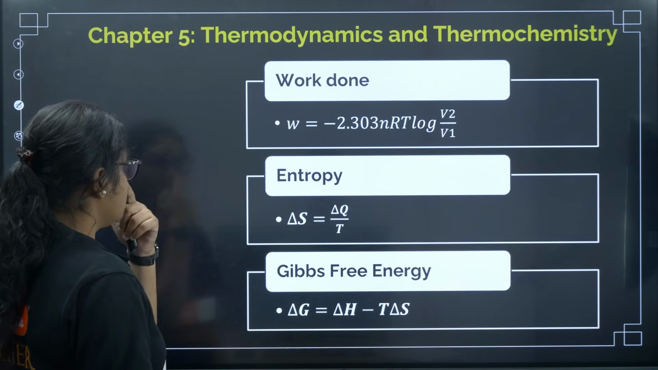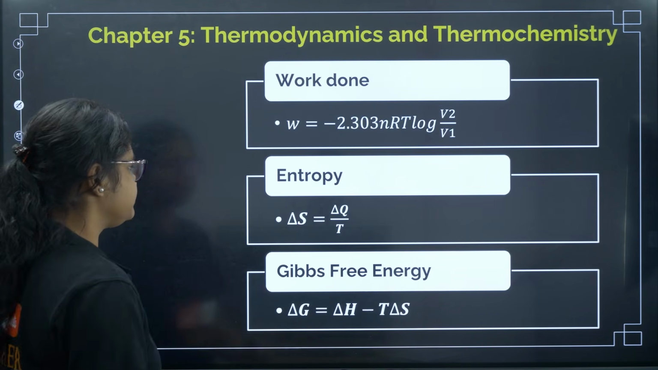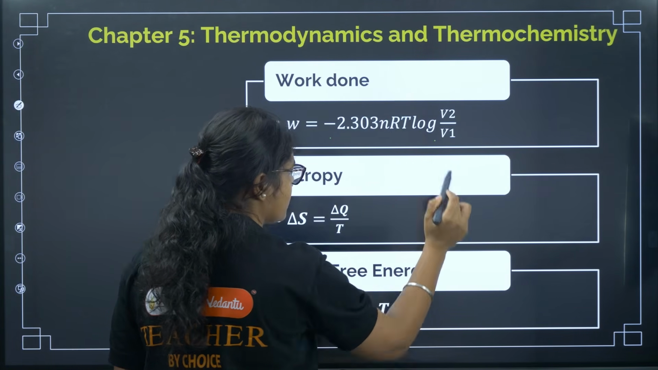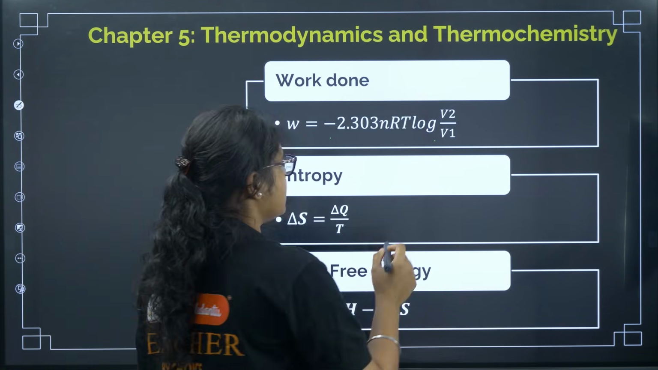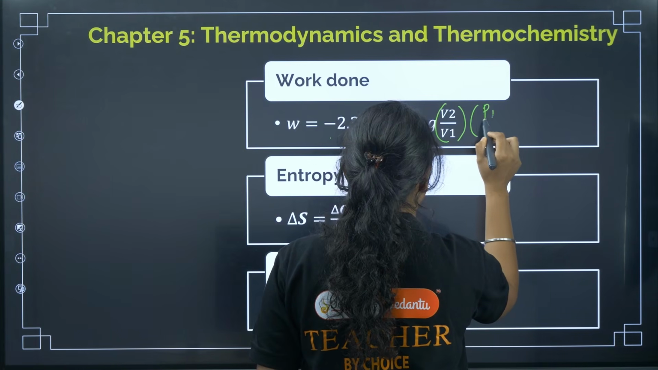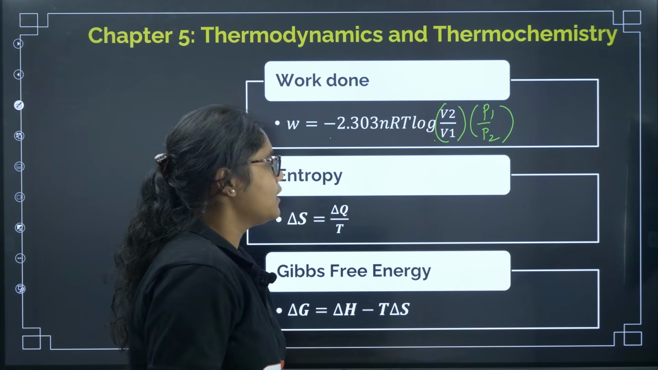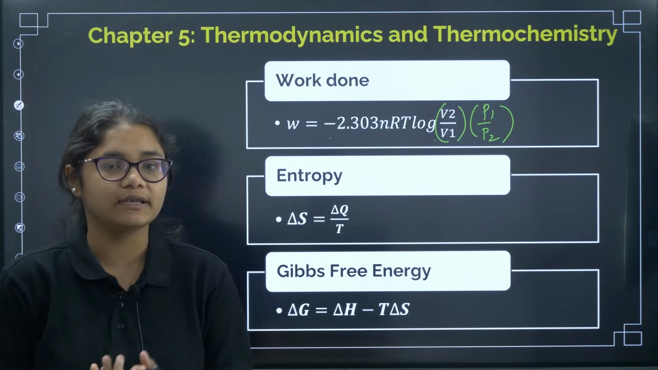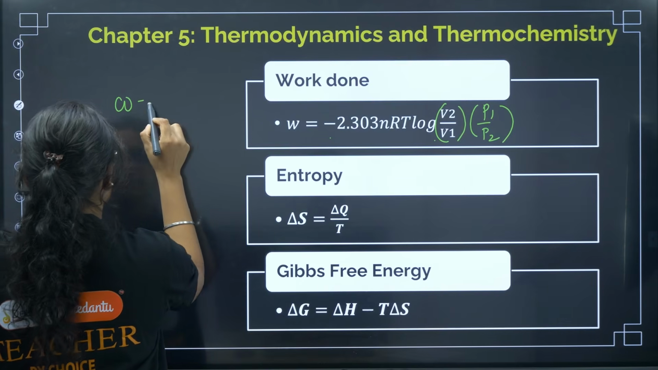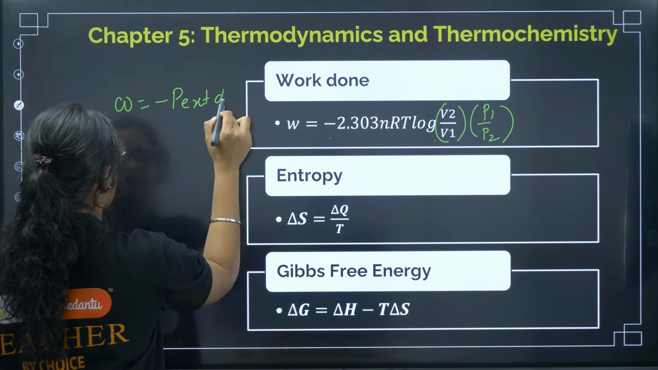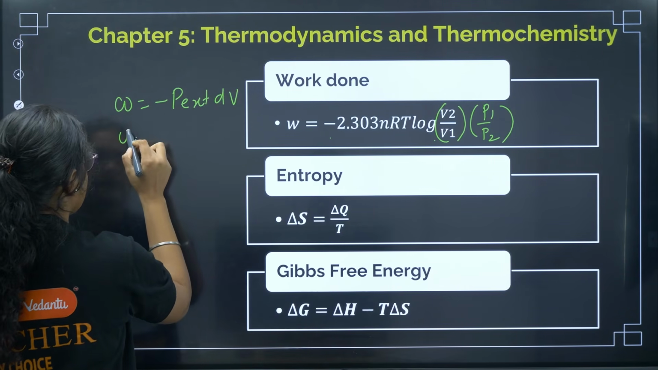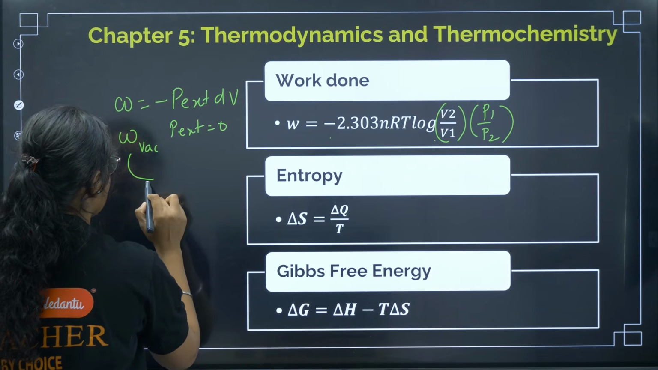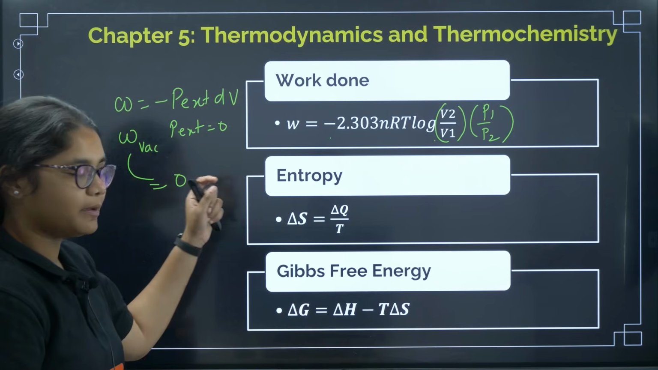Now going to the next one, work done formula, very important. Work done will be equal to minus 2.303 nRT log of V2 by V1, or in place of V2 by V1 it can also be P1 by P2. Okay, and one more formula is there, when work is done under free expansion or work is done in vacuum. In that case, minus P external dV, this is the general formula for work done. Now in vacuum what happens? P external is 0, right? So that is why work done will also be equal to 0. You can remember this point.